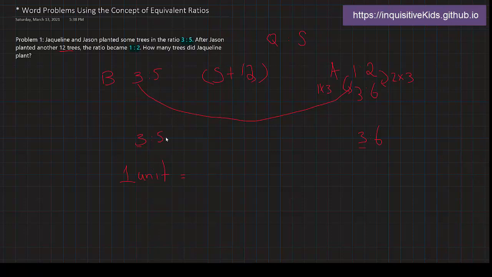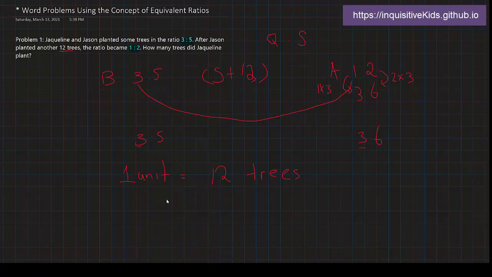But in the problem, it said that Jason changed 12 more trees, so it added the 12 more trees. And does 5 equal 6? No, 6 is 1 unit larger than 5. So that 1 unit must be 12 trees, because that's what the word problem told us, that changed. So now we know that 1 unit is 12 trees.